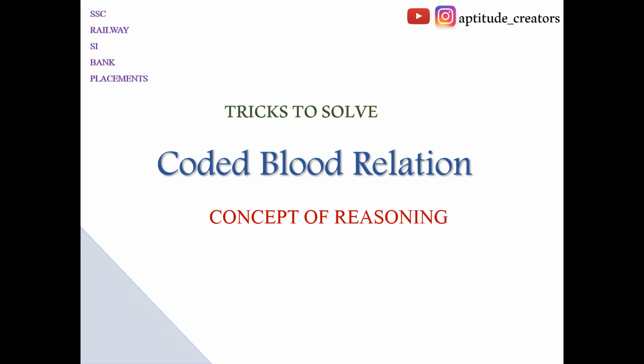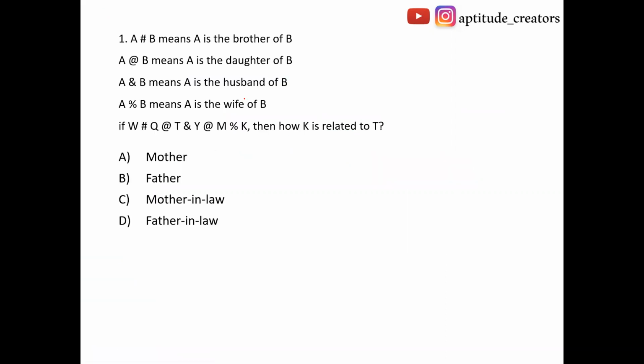Now here, question number 1. I have posted this question in story, right? Most of the people marked the answer as mother or mother-in-law, option A and option C. Here I can eliminate option A and option C. How? Here M percentage K. What is M percentage K?